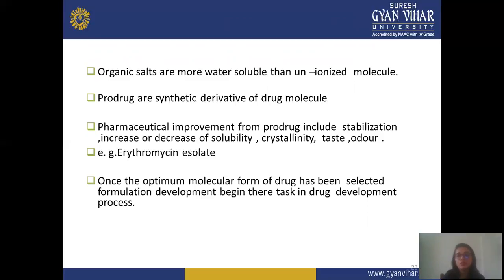And pharmaceutical improvements from prodrugs include stabilization and increase or decrease of solubility. In this, pharmaceutical improvement means improved stabilization, or increase or decrease of solubility, crystallinity, taste, and odor. All these parameters depend on the prodrug. If you change your drug into a prodrug and certain properties also change, then there are chances that it improves, or increases or decreases, the solubility, crystallinity, as well as taste and other stability problems also. An example of this is erythromycin estolate.